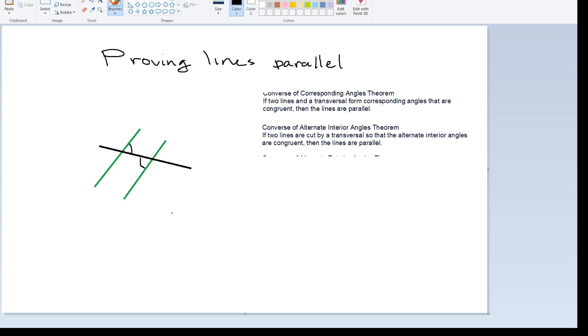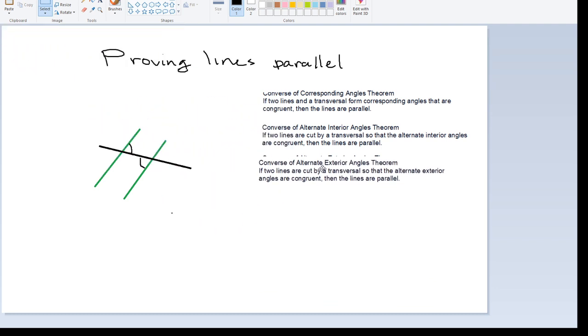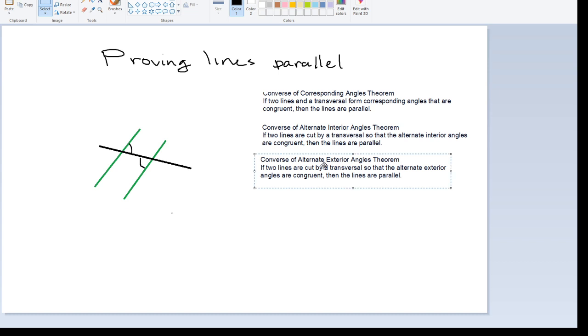Now, again, we can apply this to the other theorems, and we have the converse of the alternate exterior angles theorem. What this says is if two angles are alternate exterior angles and congruent, then we can say that those green lines are parallel.